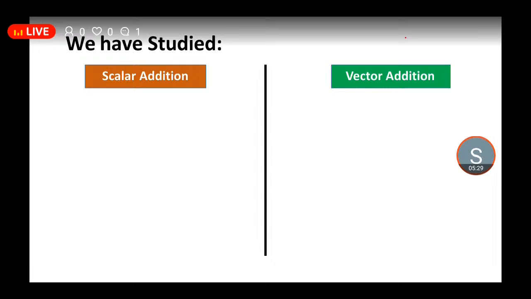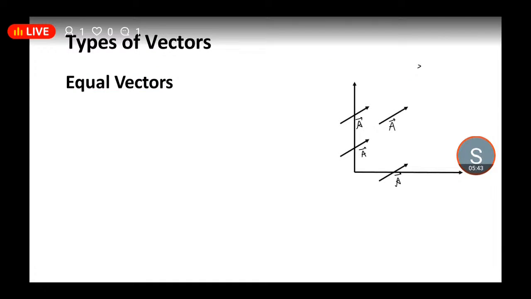We did some problems, and I explained some things like 120 degree, 300 degree, and how to find those. And now today we'll start with types of vectors.